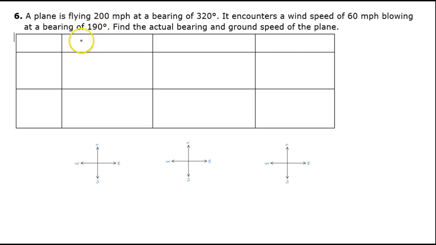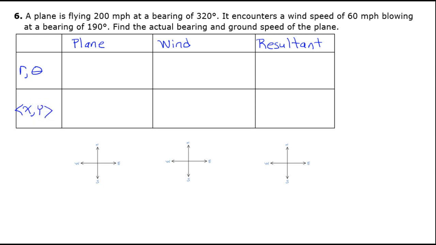We have these two vectors. We have the plane velocity, but I'm just going to put plane. And we have the wind velocity. And in this column, we will record the resultant. All right, that will be the actual bearing and ground speed of the plane. In the first row, we will record the magnitude and direction for both vectors. And in the second row, we will convert to component form x comma y.